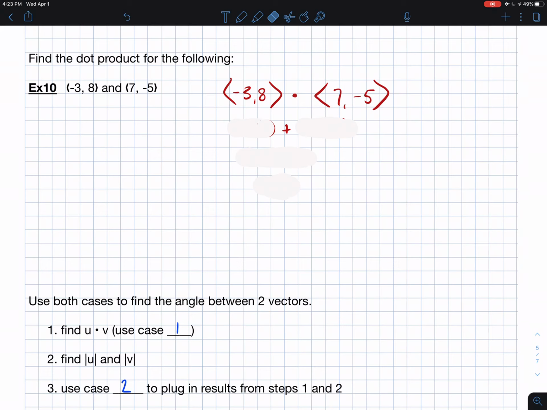When I take the first vector dot the second vector, I'm going to take a times c, so that's my -3 times 7. And I'm going to add to that 8 times -5, my b times my d. Clean that up, and you'll get a -61.